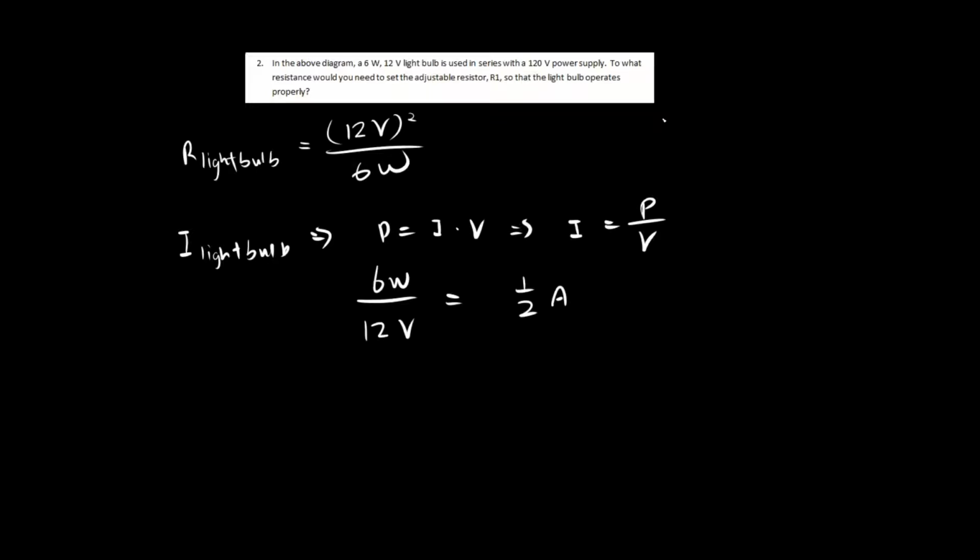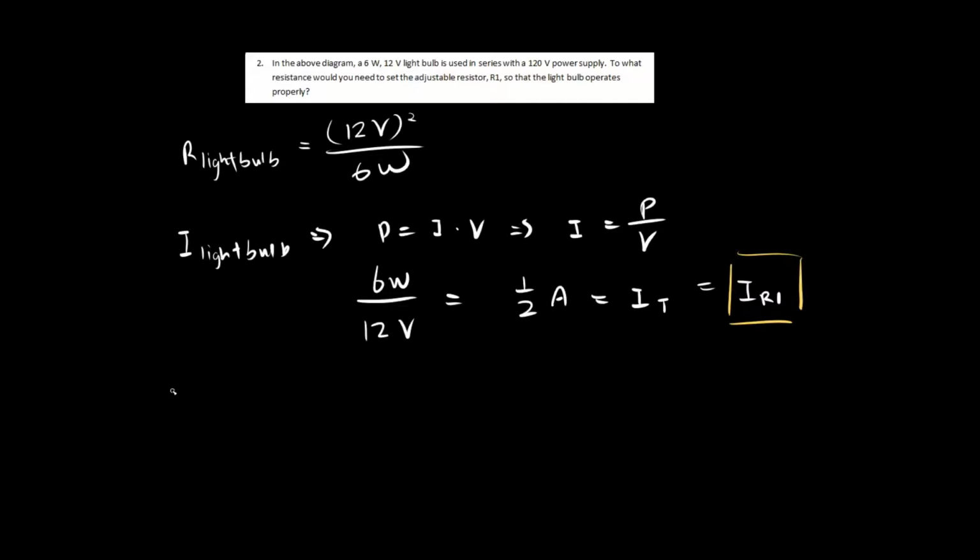Now, because earlier we made the claim that the circuit was a series circuit, and we know that in series circuits the currents are all equal, then we can say that this 0.5 amps is also the current of the total circuit, as well as the current passing through the resistor R1. So now we have one property of the resistor. We know that the current of the resistor is 1/2 amps. Let's try to find some other properties of this resistor.